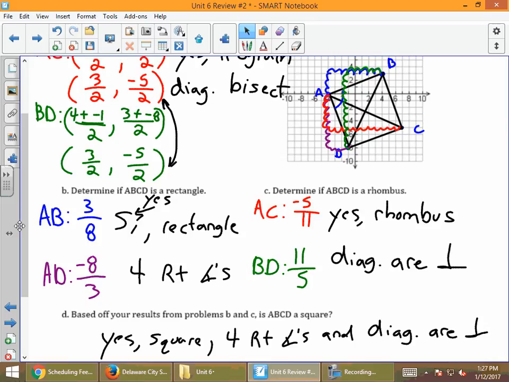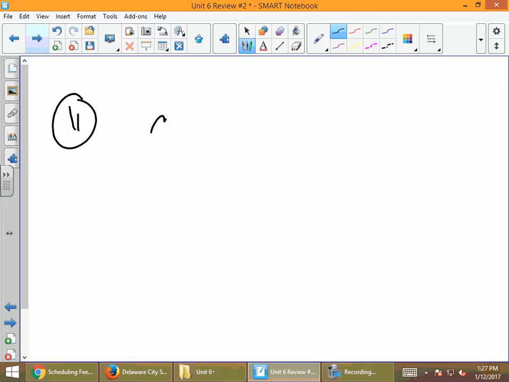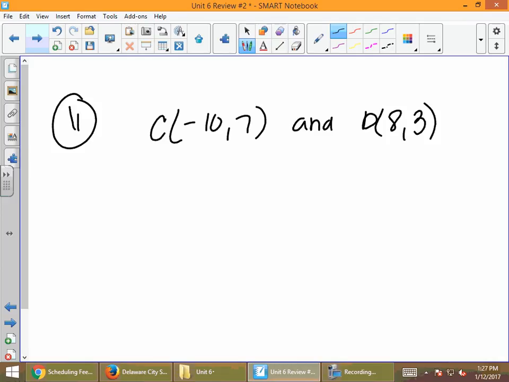Question? Ready, set. Number 11 got cut off. We are finding the midpoint of CD, where C is at negative 10, 7, and D is, off memory, 8, 3. Okay. Well, we're trying to find the midpoint. It's similar to what you did in 10A.